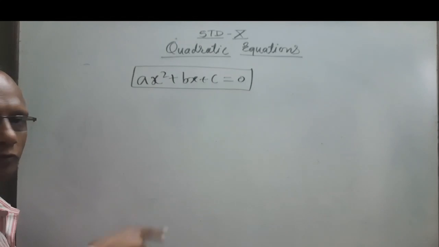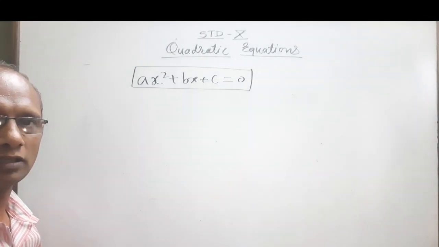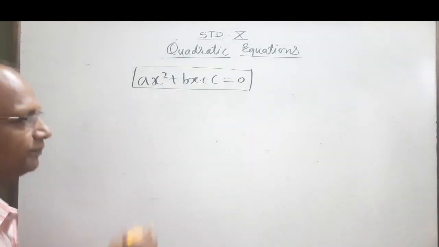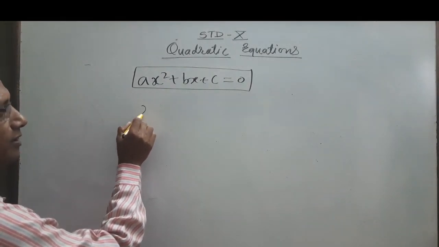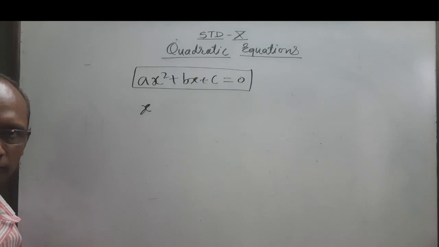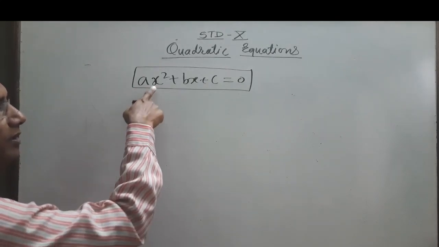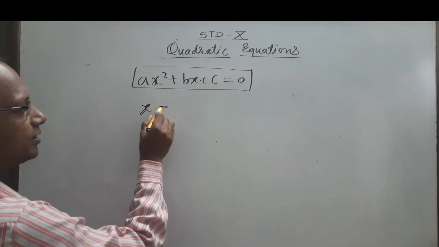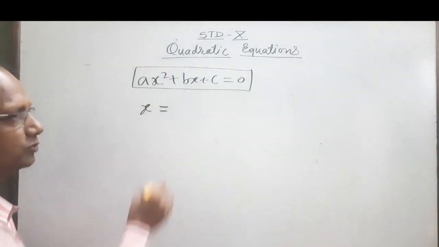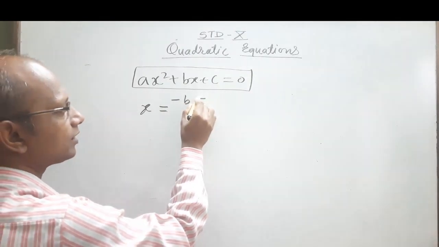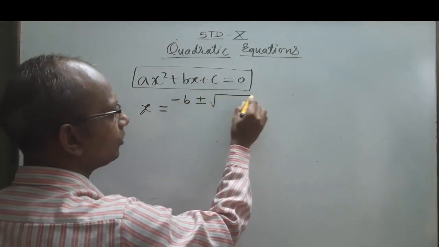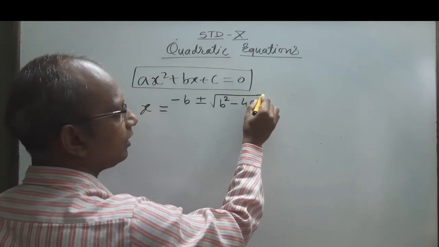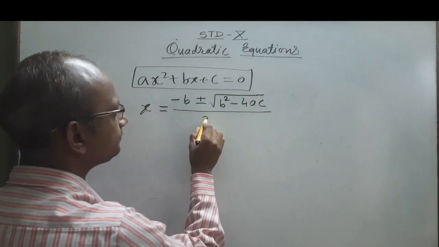Now, the first method to solve it is the formula method. So, what is the formula to find the roots of the quadratic equation? The roots of the quadratic equation mean the values of the variable which satisfy this equation. The variable is x here, so we have to find the value of x, and the value of x is given by the formula x is equal to minus b plus minus under root b square minus 4ac upon 2a.